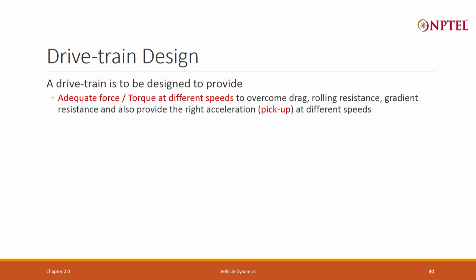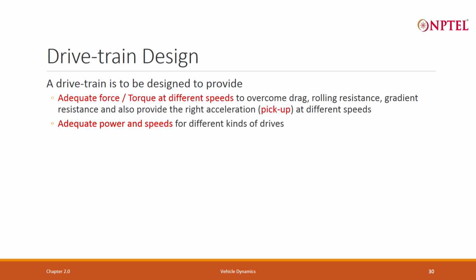So, I think I come to a very important part. A drivetrain is to be designed to provide adequate force and torque. Force and torque is very important at different speeds, to overcome drag, rolling resistance, gradient resistance, and also provide the right acceleration pickup. If you can't have sufficient torque, you can't speed up, you can't go up the gradient. Torque plays a very important role. Similarly, adequate power at different speeds.